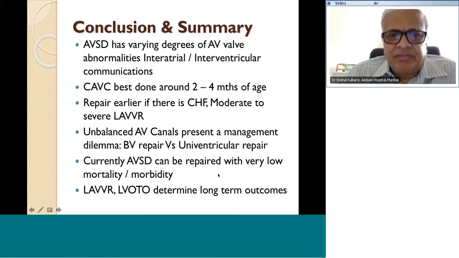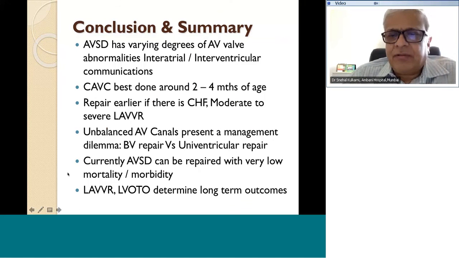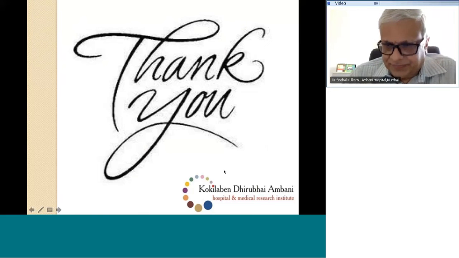Currently, AVSDs can be repaired with very low mortality and morbidity, as I've told you earlier. And finally, the left AV valve and the left ventricular outflow tract obstruction are the 2 important lesions which determine the long-term outcomes. Thank you very much.